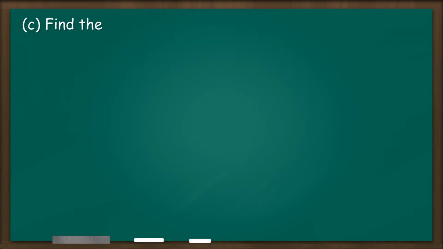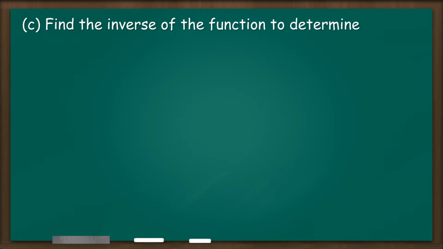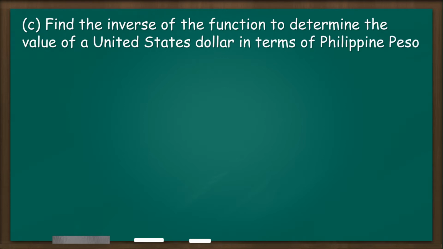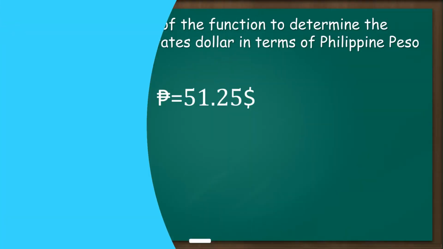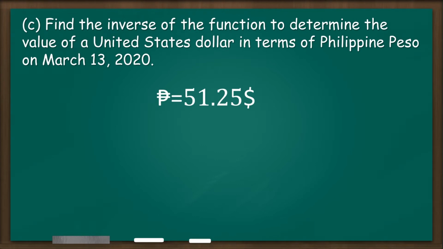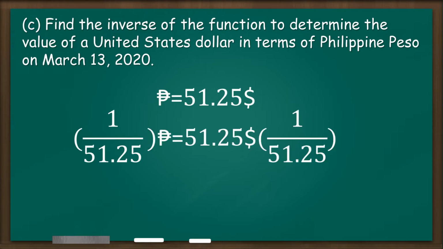Third question. Find the inverse of the function to determine the value of a United States dollar in terms of Philippine peso on March 13, 2020. First, we will write our equation, and that is Philippine peso is equal to 51.25 multiplied by US dollar. For us to get the value of US dollar, we will use the division property of equality, and we will divide both sides of the equation by 51.25. Simplifying, we will get US dollar is equal to Philippine peso all over 51.25.